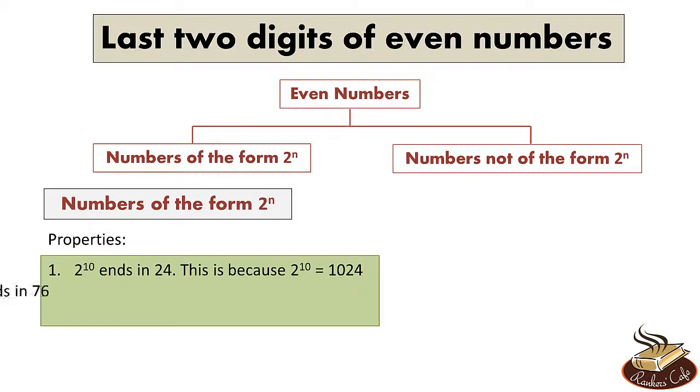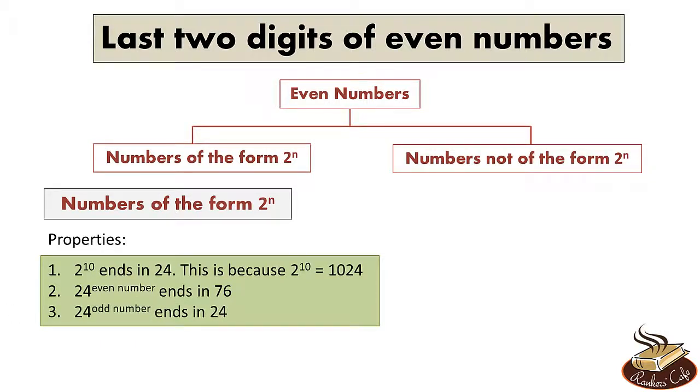Now, 24, whenever it is raised to the power of an even number, always ends in 76. You can confirm this. You can find the square of 24, the fourth power of 24, the sixth power of 24. Whenever 24 is raised to an even number, it always ends in 76.